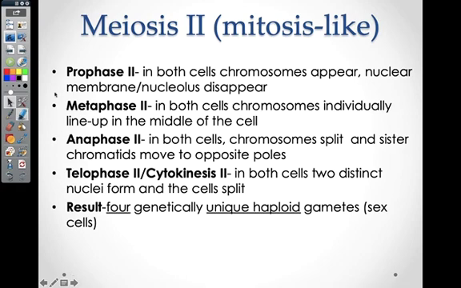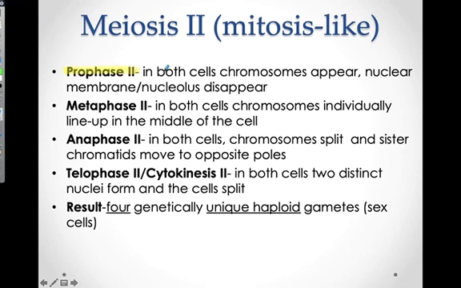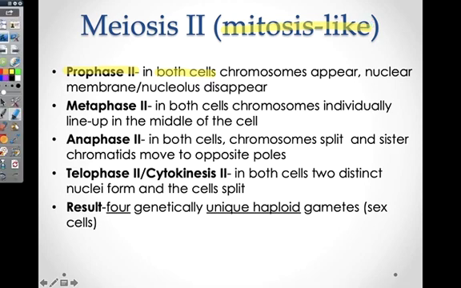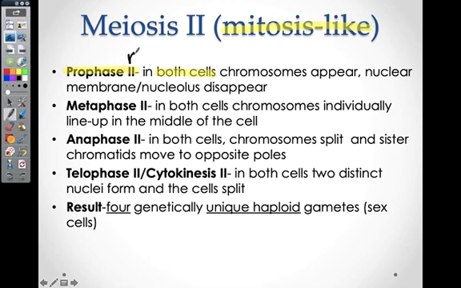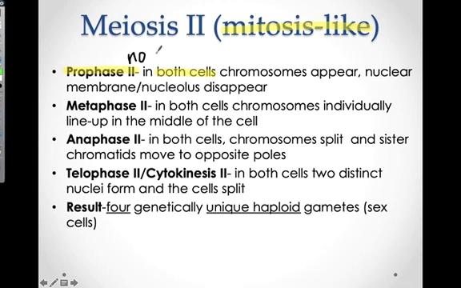All right, so you've got prophase 2, and here's what I want you to remember. It's in both cells. So all of meiosis 2 is happening in 2 cells simultaneously. In both cells, you're going to see chromosomes appear, nuclear membrane and nucleolus disappear. This should sound a lot like mitosis, okay? And because it looks a lot like mitosis, you're not going to have any pairing of chromosomes. So no pairing is going to occur.